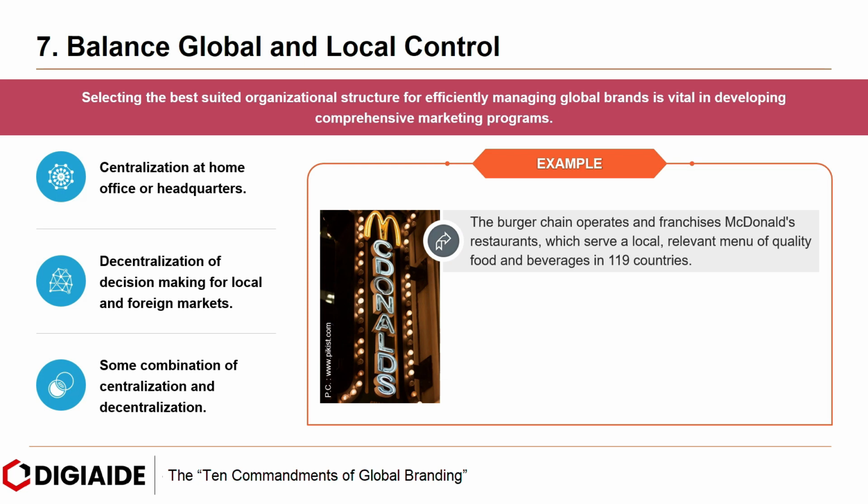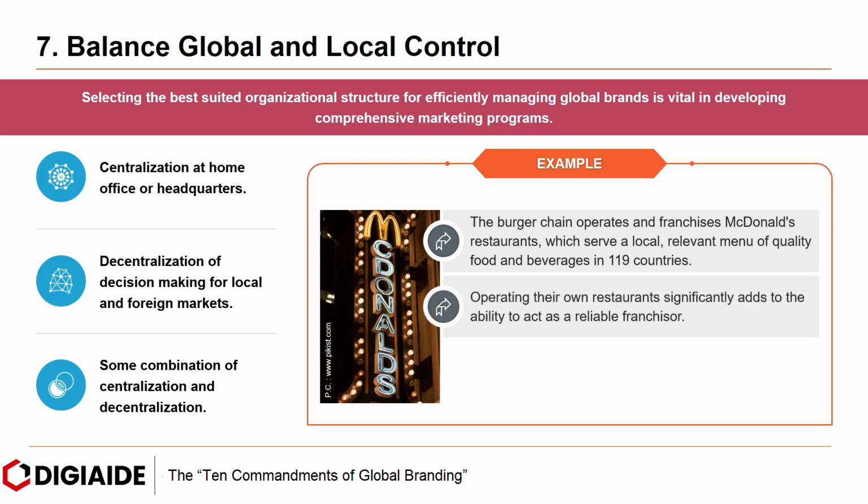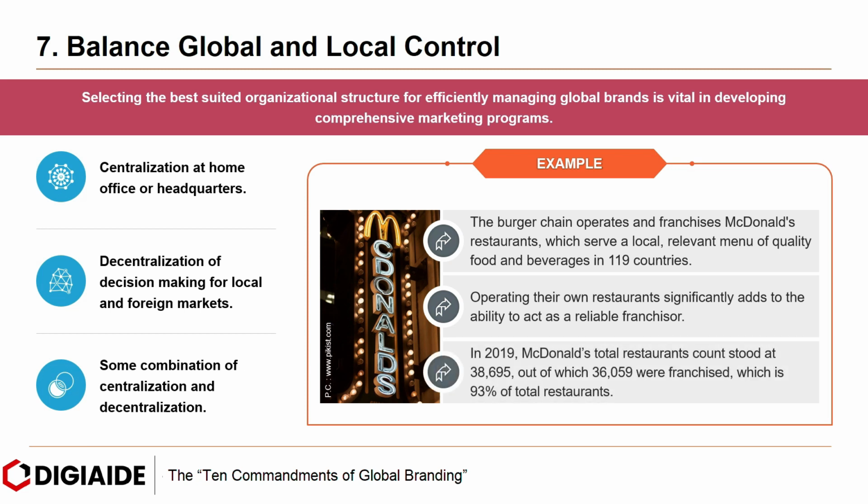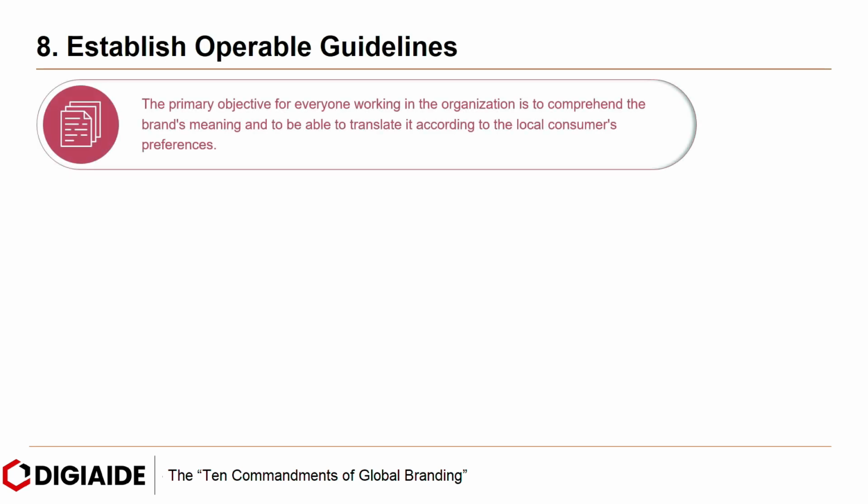The example in this case is McDonald's franchising model. The burger chain operates and franchises McDonald's restaurants which serve a local, relevant menu of quality food and beverages in 119 countries. Operating their own restaurants significantly adds to the ability to act as a reliable franchisor. In 2019, McDonald's total restaurant count stood at 38,695, out of which roughly 36,000 were franchised, which is 93% of the total restaurants.